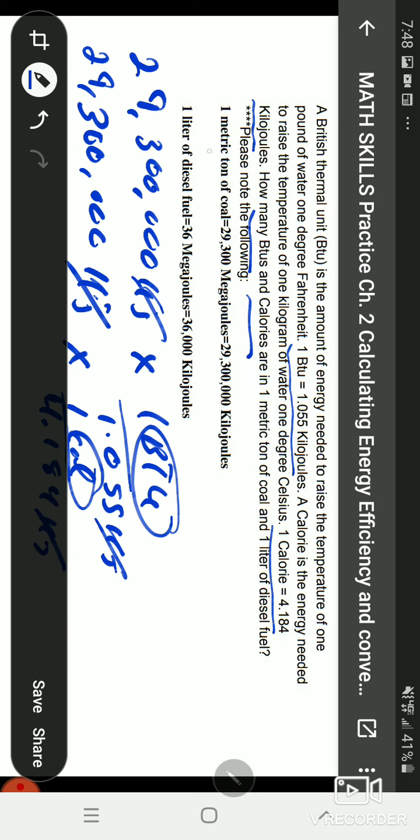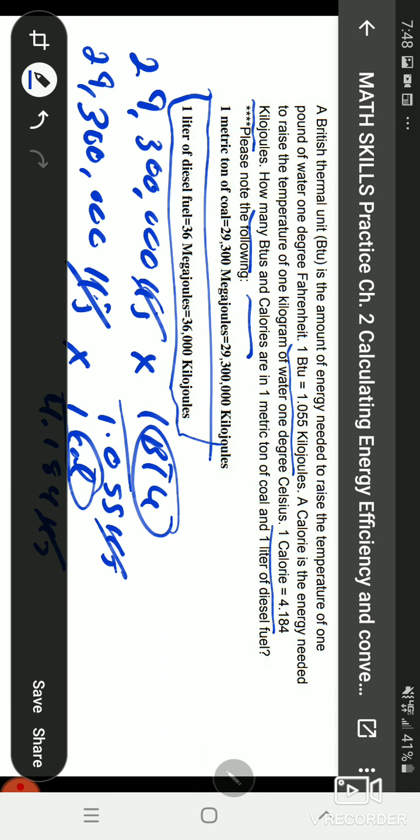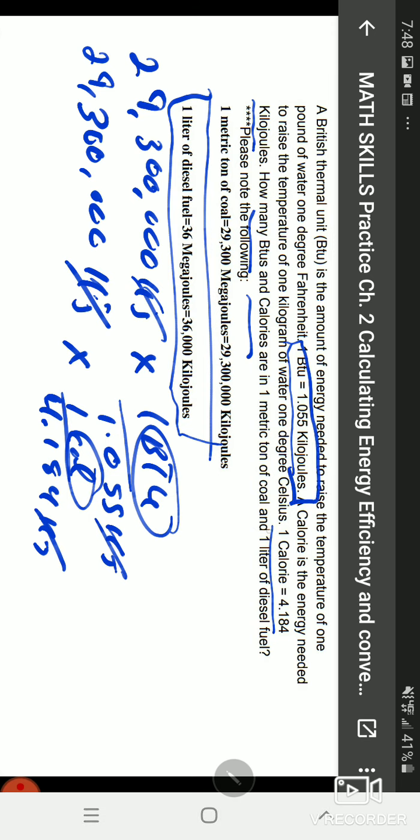Now, that solves this first one, but I'm going to save this second one for you. It's the same sort of thing. You're trying to figure out how many BTUs and calories can be found in diesel fuel. It gives you the same value in kilojoules, and all you have to do is use these values here to answer it. Again, these are the conversion factors.